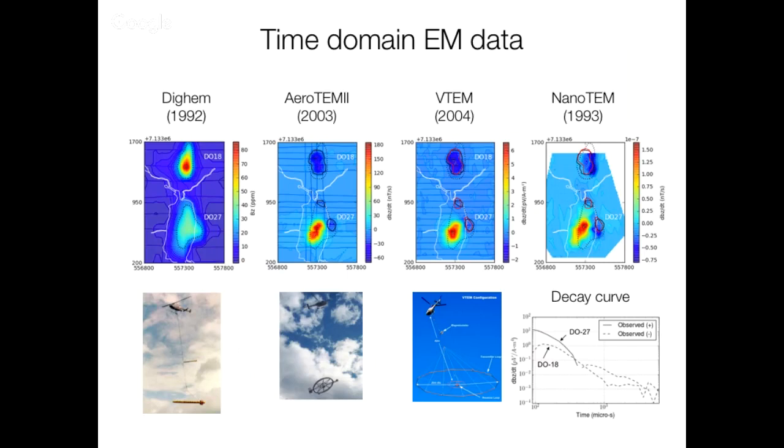In this pipe here, the decay, this is the DO27, it actually starts out positive and then it goes negative. So there's a reversal here, and that's indicative of chargeable material. So these pipes seem to be chargeable, and the question then is, okay, what do you do with that?